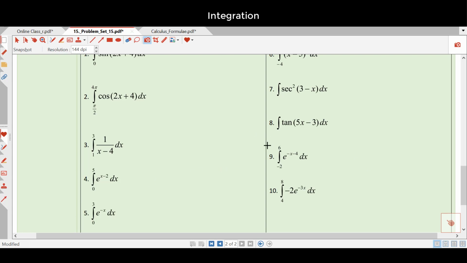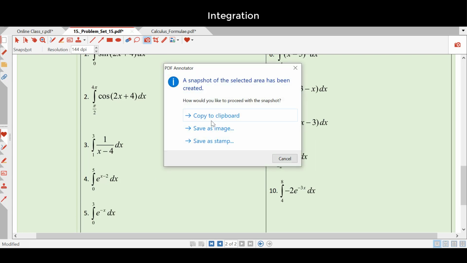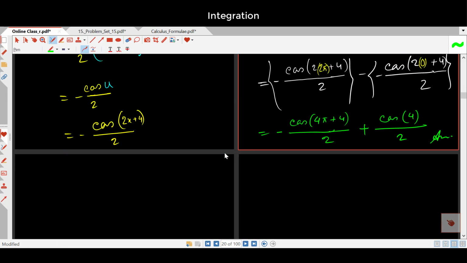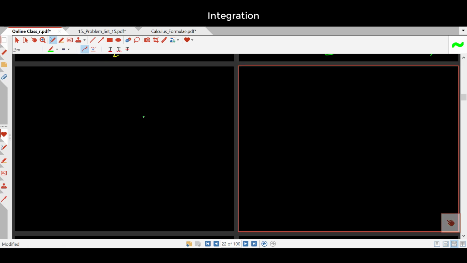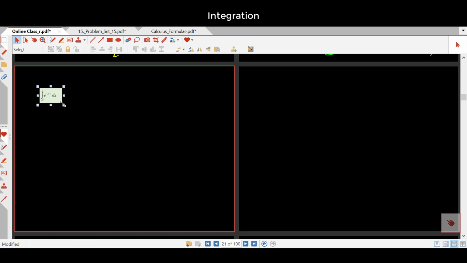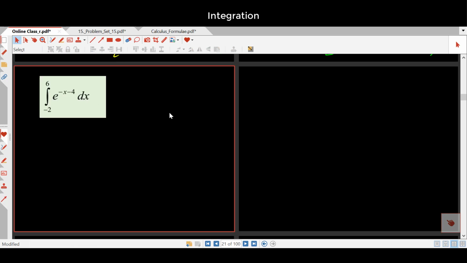Let's solve this one. So we have a definite integral here, integration from minus 2 to 6, and the function is e power minus x minus 4, and we are integrating with respect to x. So this is a definite integral. First of all, think about its indefinite integral, e power minus x minus 4. So we are skipping the lower bound and upper bound.